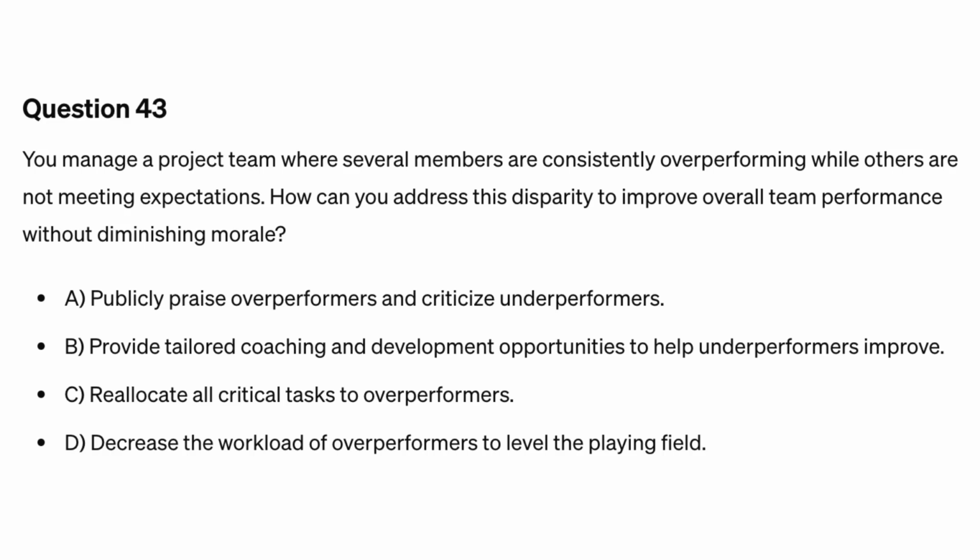Question 43. You manage a project team where several members are consistently overperforming while others are not meeting expectations. How can you address this disparity to improve overall team performance without diminishing morale? A. Publicly praise overperformers and criticize underperformers. B. Provide tailored coaching and development opportunities to help underperformers improve. C. Reallocate all critical tasks to overperformers. D. Decrease the workload of overperformers to level the playing field.